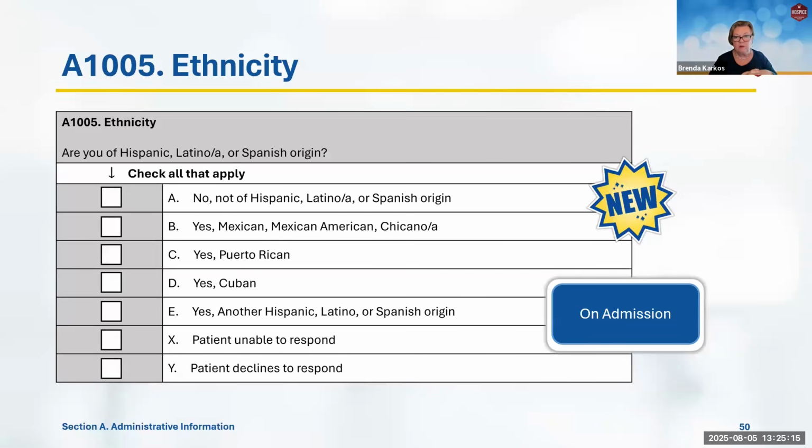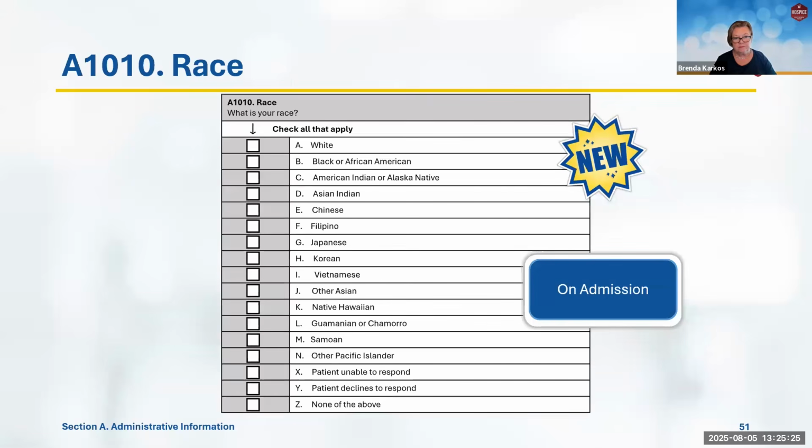So here's a screenshot of one of the new items, ethnicity, and this is only collected on admission. There are 7 choices here, and you check all that apply. A1010 race is also new. An older version of this in the HIS is combined with ethnicity, A1000 race ethnicity. This was removed for HOPE, and as with the new ethnicity item, this is only collected on admission.